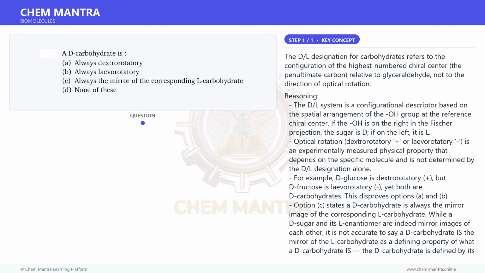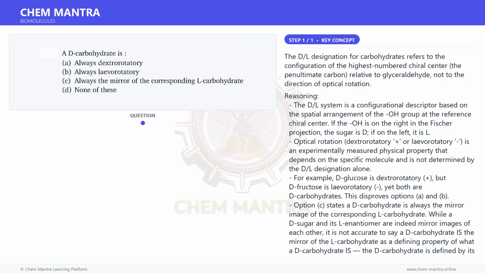Reasoning. The DL system is a configurational descriptor based on the spatial arrangement of the OH group at the reference chiral center. If the OH is on the right in the Fischer projection, the sugar is D. If on the left, it is L. Optical rotation, dextrorotatory (+) or levorotatory (-), is an experimentally measured physical property that depends on the specific molecule and is not determined by the DL designation alone.